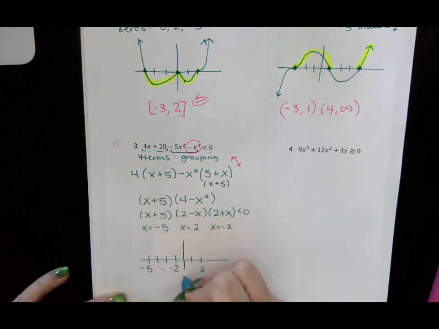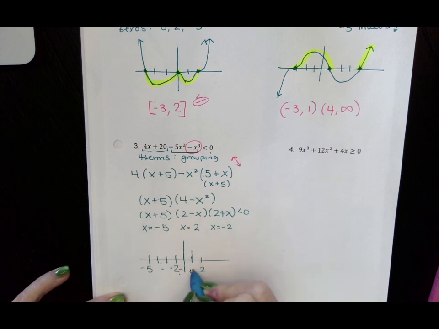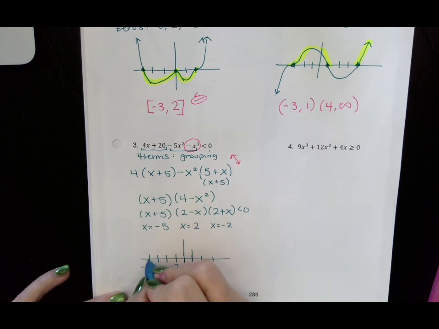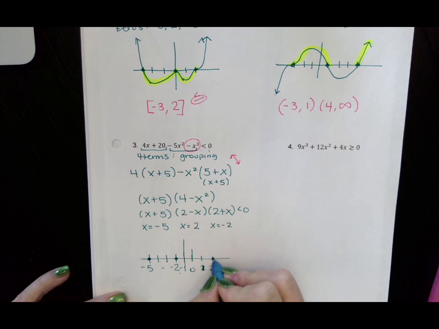If this was my, hold on, oh my gosh. See, this is why I always draw that. Negative 5, 4, 3, 2. This is negative 1. This is 0. This is 1, and this is 2. There we go. So my zeros happen at negative 5, negative 2, and positive 2.